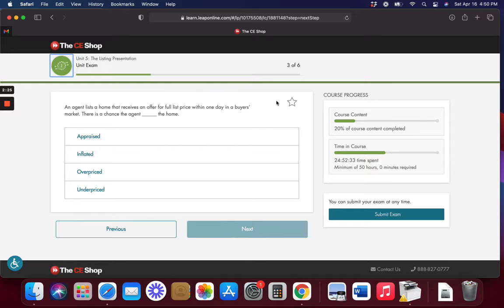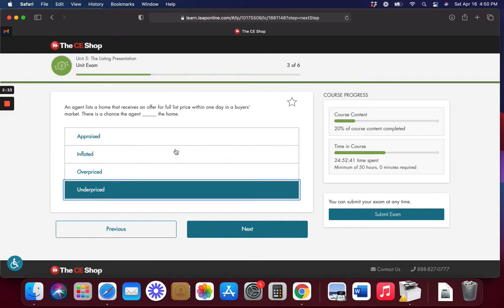An agent lists a home that receives an offer for full list price within 1 day in a buyer's market. There is a chance the agent underpriced the home. In a buyer's market, they received a full list price. It might be overpriced. I don't know.